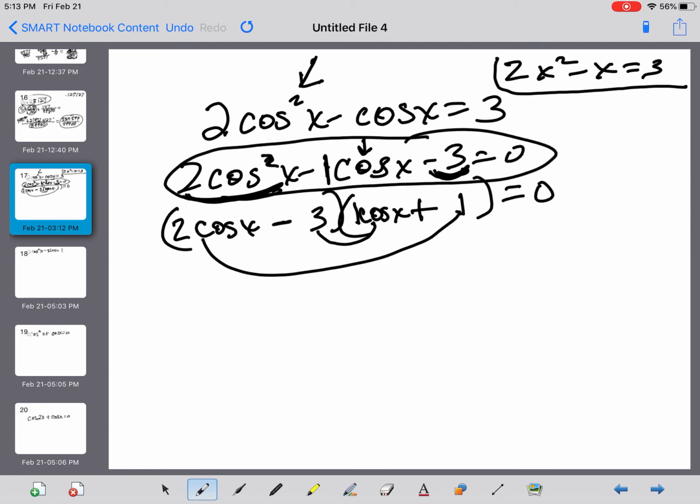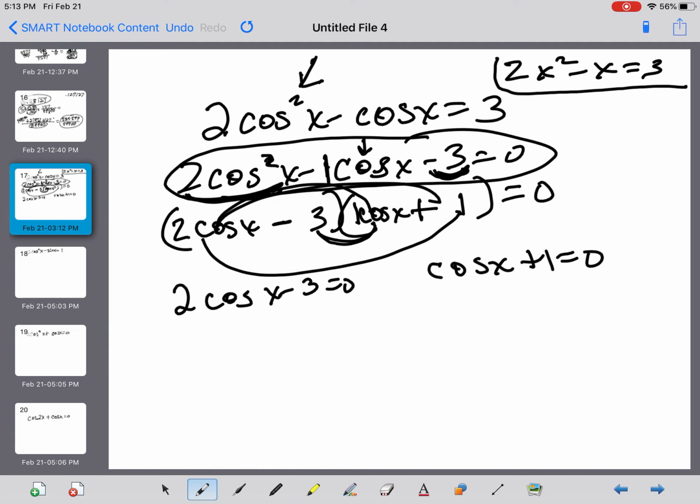I can check it. 2 cosine squared x. That gives me plus 2 minus 3. Yeah, so that's right. Okay, now you set your factors equal to 0. And this one will give you cosine x, add the 3, divide by 2. Cosine x is equal to negative 1.